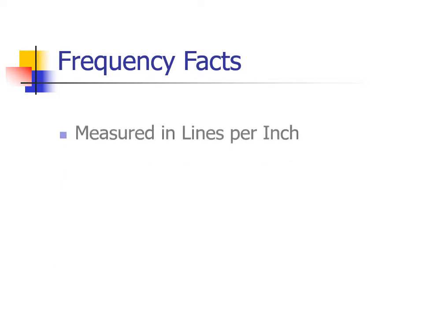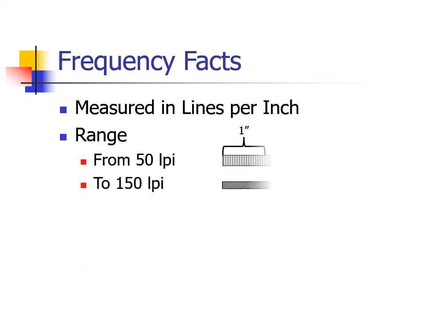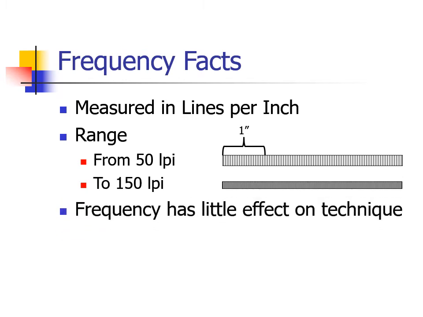Frequency is commonly measured in lines per inch or in lines per centimeter. Grids range in frequency from 50 lines per inch to 150 lines per inch. Grids over 100 lines per inch are considered high frequency. Low-frequency grids are usually used in applications where they can be reciprocated. More about reciprocation in a minute. While frequency does affect grid performance, ratio has by far the greatest effect on cleanup.